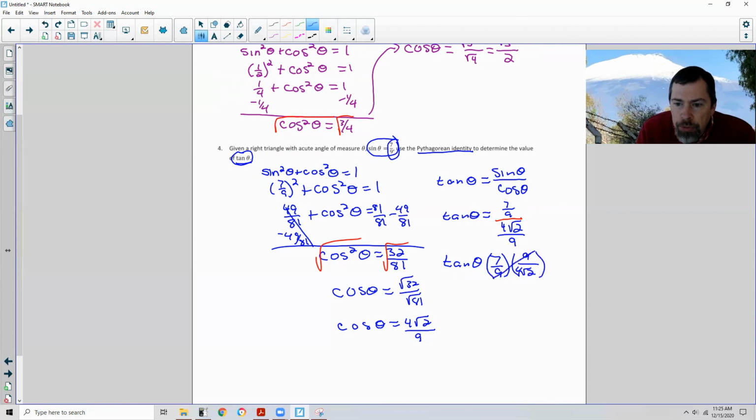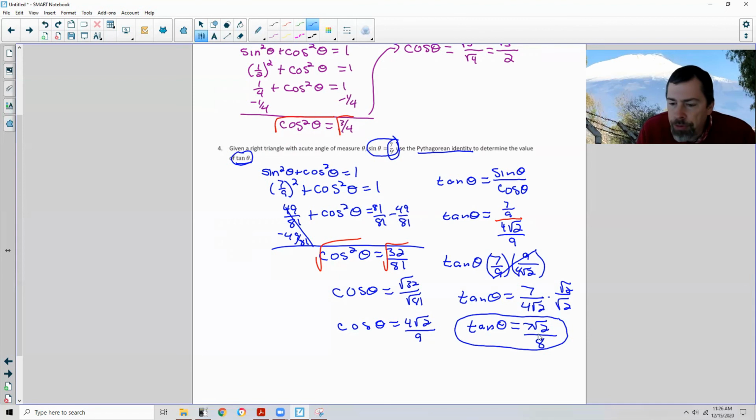So the 9's will cancel and we get tangent theta equals 7 over 4 square root 2. And I don't want an irrational denominator, so I multiply both the top and the bottom by the square root of 2. And then we get the tangent of theta is 7 square root 2 over 4 times the square root of 2 times the square root of 2, which is 2, and 2 times 4 is 8. So the tangent theta, when sine theta is 7/9, is 7 square root 2 over 8.